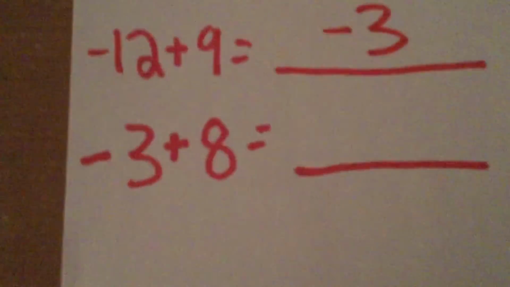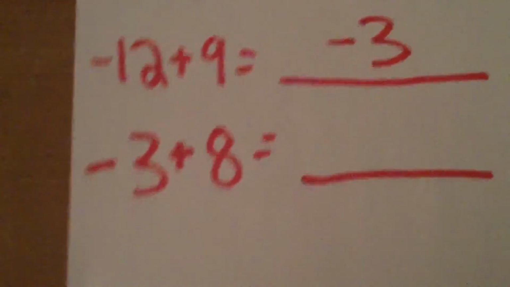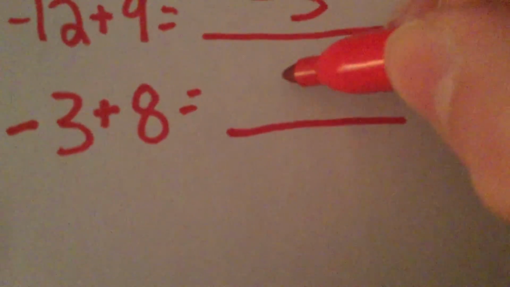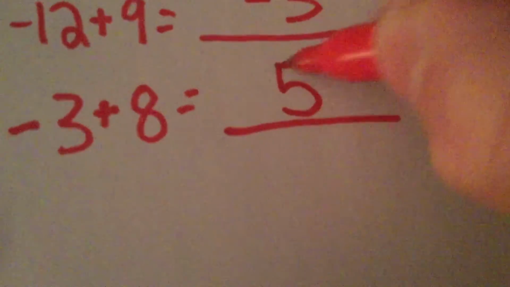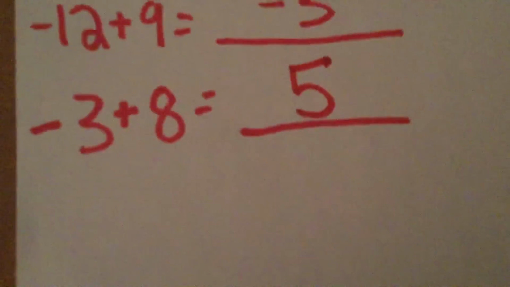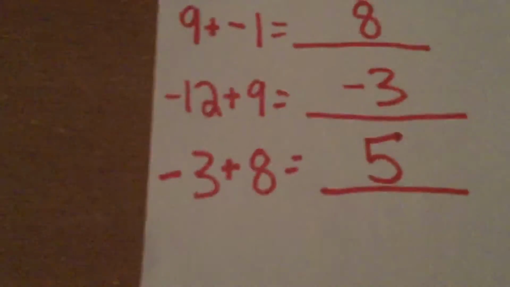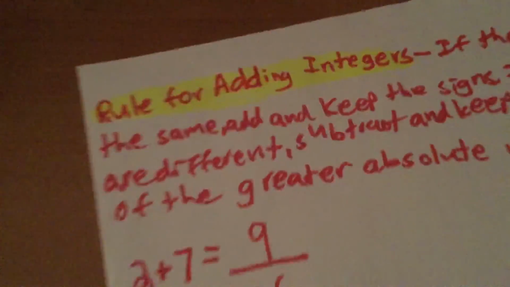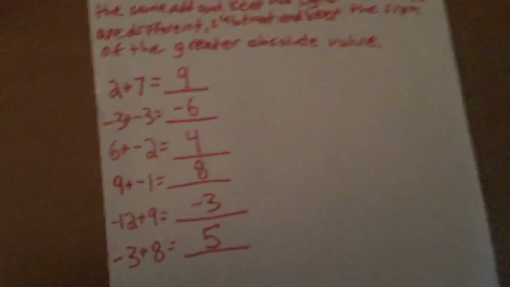Now we have -3 plus 8. Let's subtract the numbers. 8 minus 3 is 5. Keep the sign of the greater number, so it's 5. So that is how you add integers, positive and negative.